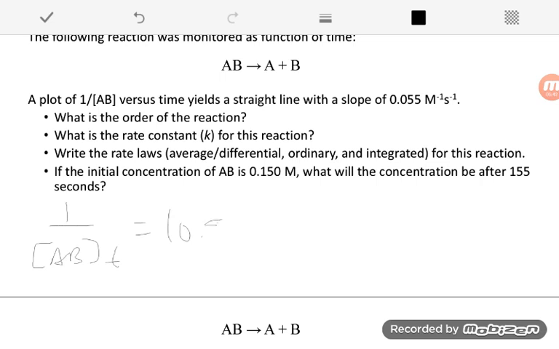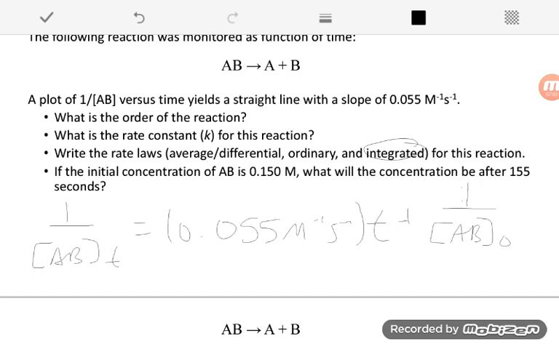Our k is 0.055 M to the negative 1, s to the negative 1, times t, plus 1 over the initial concentration of AB. So this would be my integrated rate law.